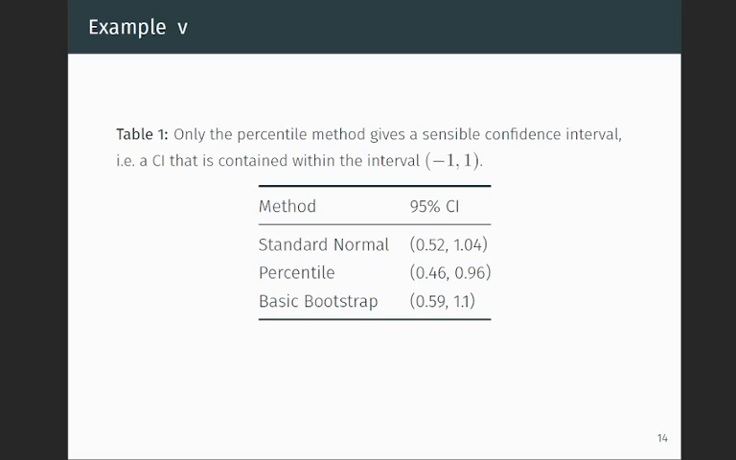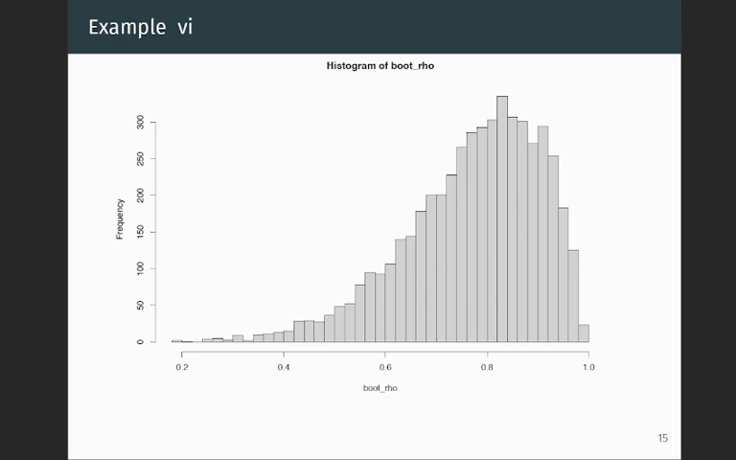So let's move on. Oh, so yes, here you can see a histogram of all the Bootstrap samples, and you can see that the distribution is actually skewed here. So we would not expect the standard normal Bootstrap's confidence interval to be valid here because the distribution is not symmetric.